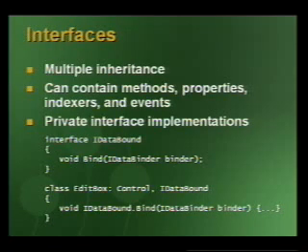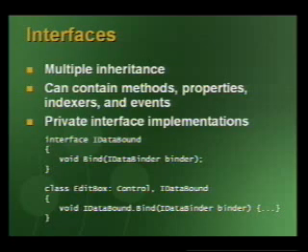So unlike C++, interfaces are a first-class construct in C#. Interfaces support multiple inheritance, but no implementation inheritance. You can't implement the methods in an interface other than by having a class implement the interface. Interfaces can contain methods, properties, indexers, and events. And we support a feature called private interface implementations, and it's really best described by an example here.